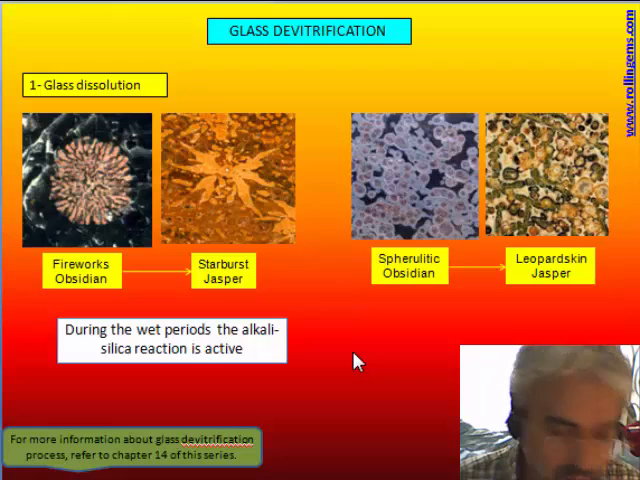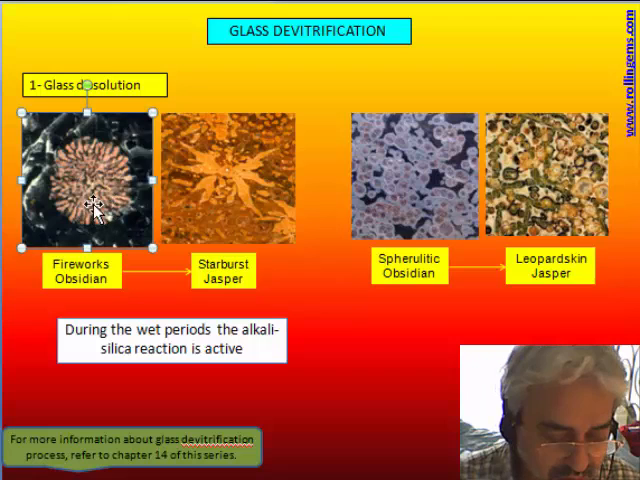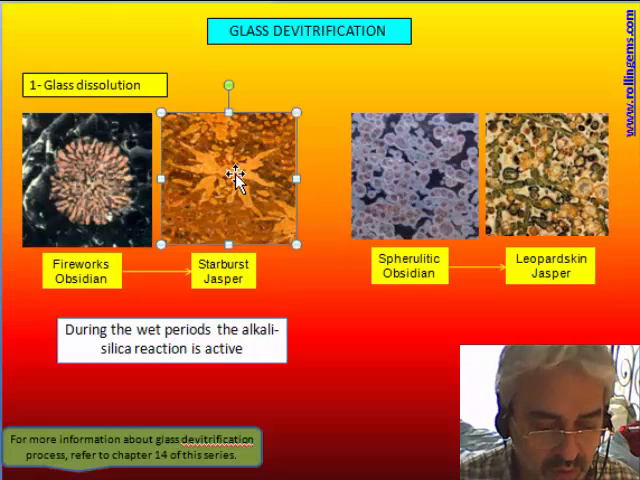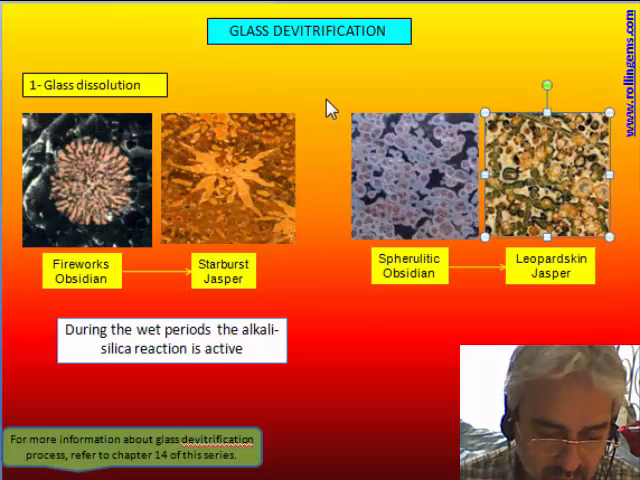We can see at the left an obsidian that can be a precursor stage of a jasper, and they show very similar structure. So the dissolution can be in dendritic shape or in spherulitic shape, and in both cases we have similar structure in obsidians and in jaspers.